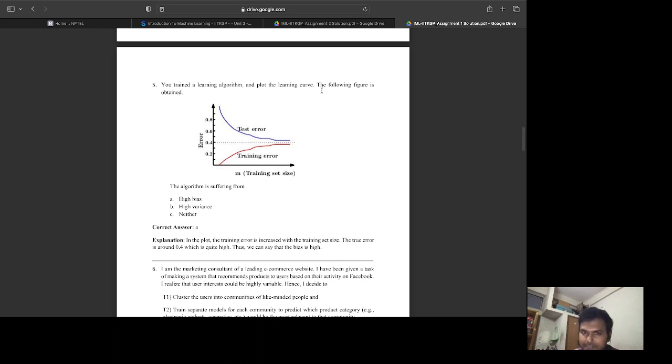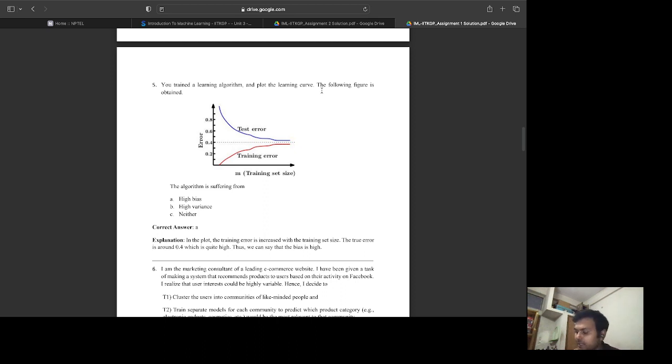So that's the first question. You trained a learning algorithm and plot the learning curve. The following figure is obtained. What they are trying to say here is that this is a learning curve that you have learned, and now you have trained and you are starting to increase the training set size.